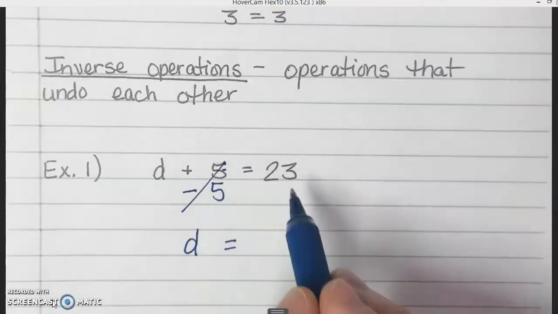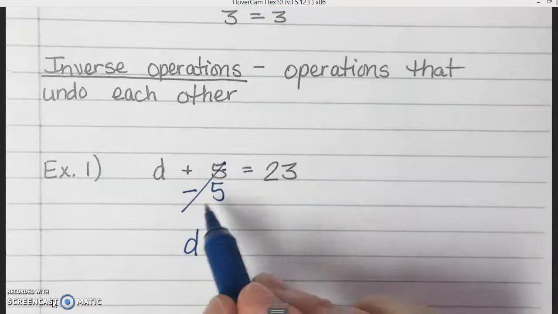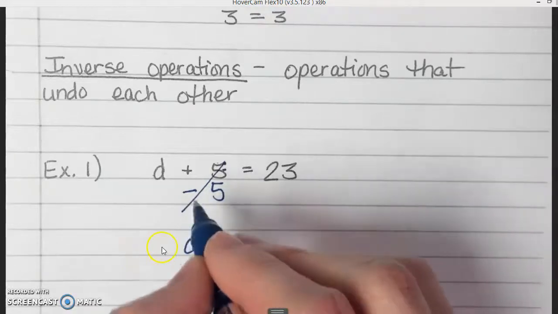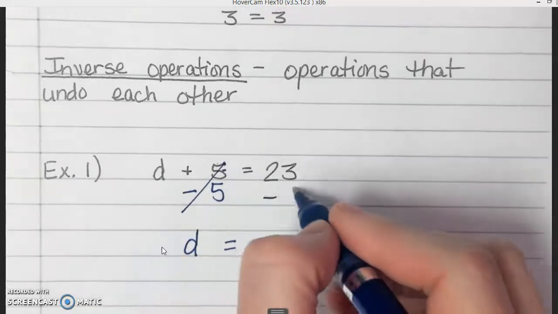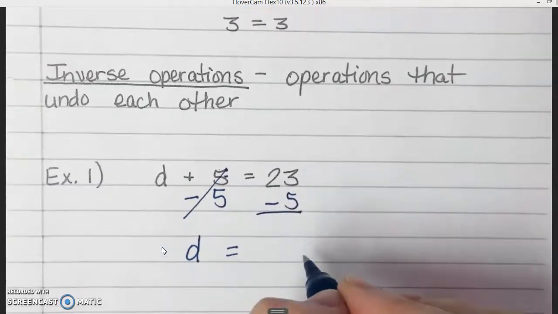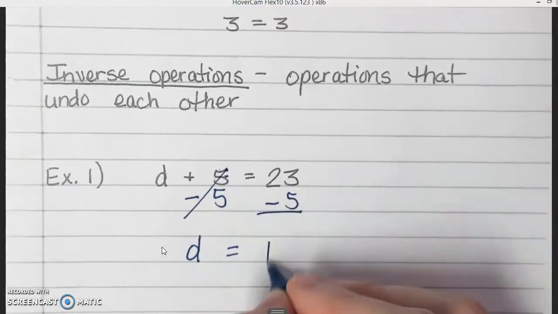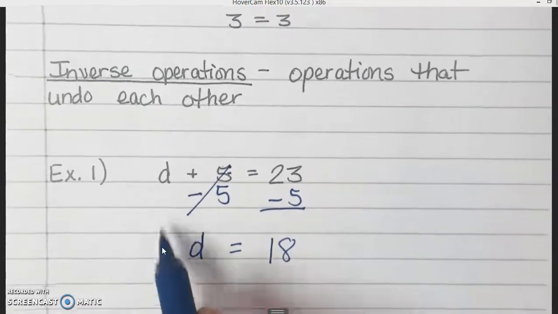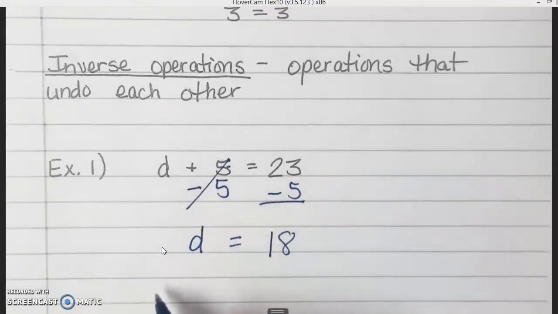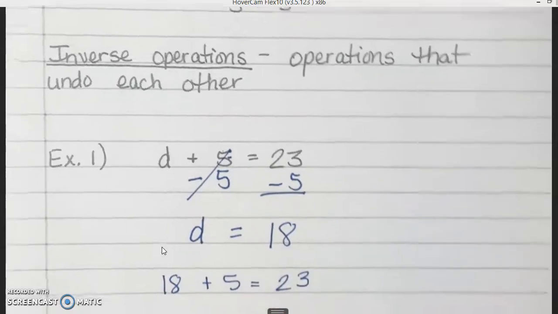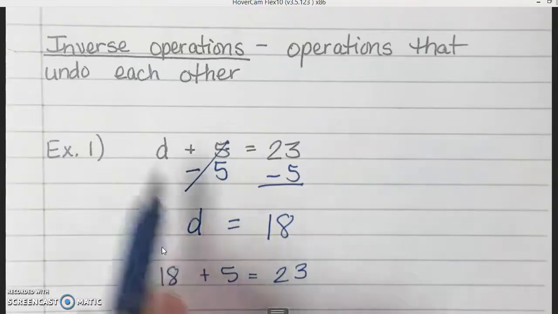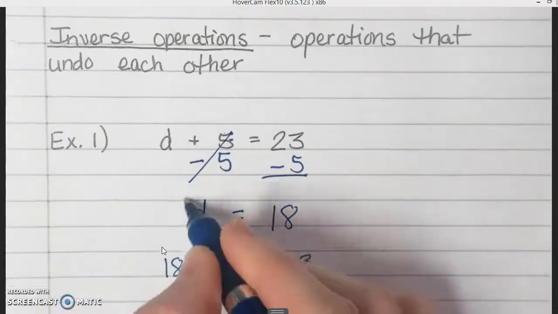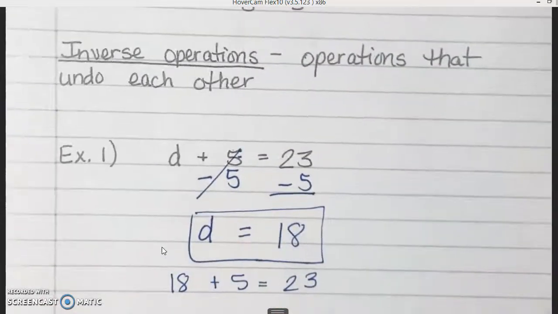But I can't just say that D is 23, right? So I've got to do the same thing to this side. Since I subtracted 5 over here, I have to subtract 5 here also. What's 23 minus 5? 18. So I get that D is 18. So just to check it, I'm going to rewrite this equation, but I'm going to put in 18 where D is. So 18 plus 5 equals 23. Is 18 plus 5 23? Yep. So it means that D was 18. So D equals 18 would be my solution.